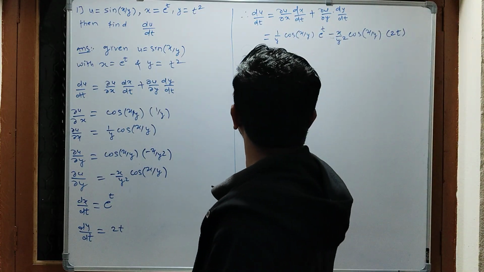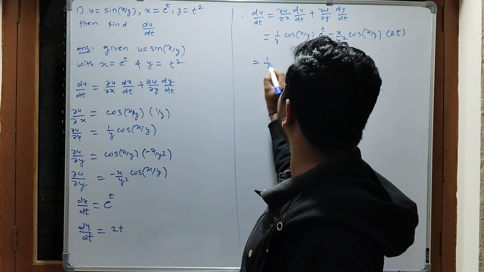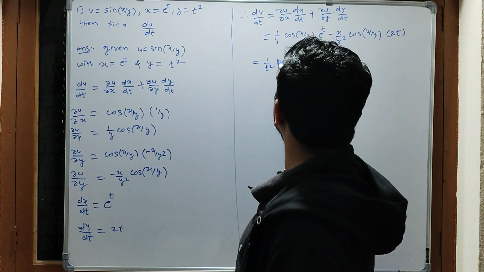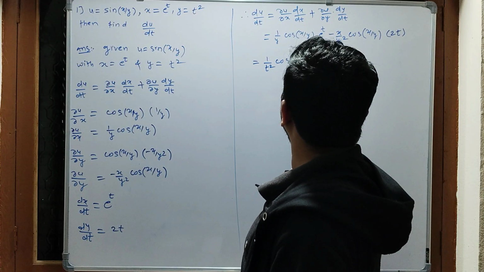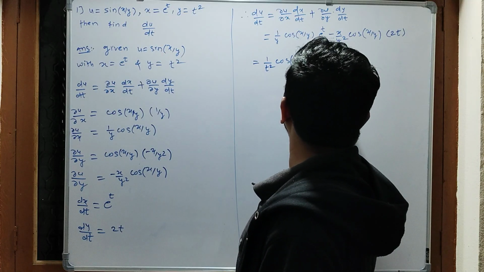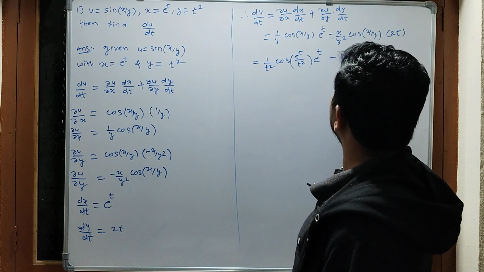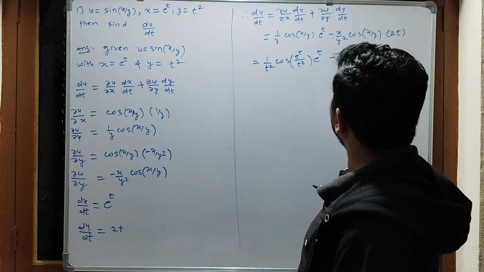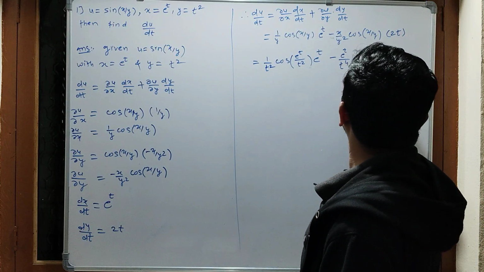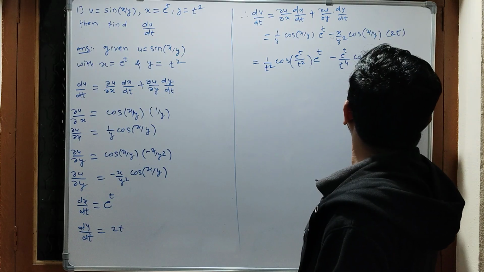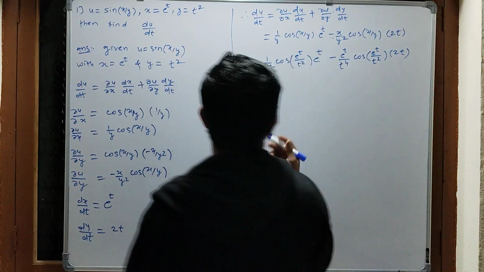Now I will convert this whole thing in terms of t. The value of y is t square, so 1 by y is 1 by t square. This is cos of x by y, where x is e to the power t and y is t square, so cos of e to the power t by t square, into e to the power t. Then minus the value of x, e to the power t, by y square, where y is t square, so y square is t to the power 4. This is cos of e to the power t by t square, and this is my 2t. So just write as it is.